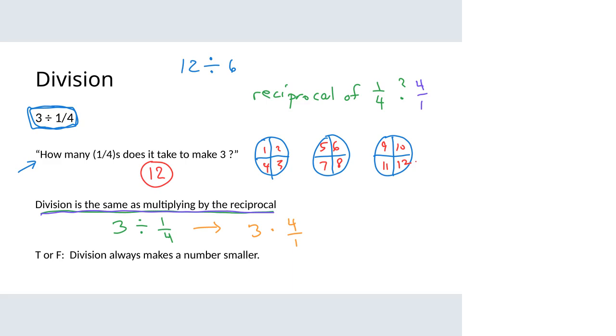I'd like to rewrite 3 as a fraction. That's just 3/1. And now I multiply, and I get 3 times 4 is 12. 1 times 1 is 1, and 12 divided by 1 is just 12. Sure enough, we got the same answer we got when we drew a picture of this with the area model. How many 1/4 does it take to make 3? It takes 12 of them. This division problem, 3 divided by 1/4, gave us an answer of 12.